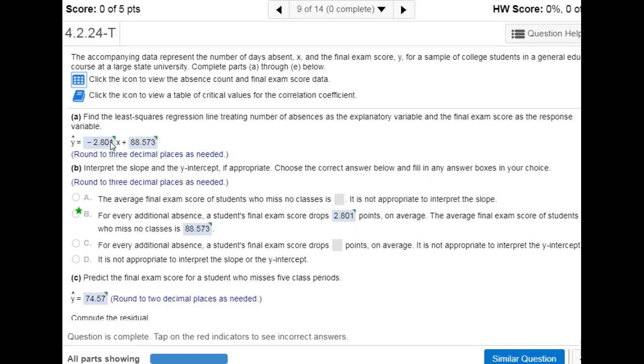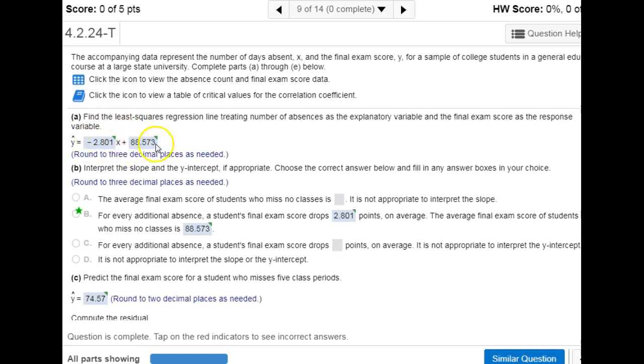And then for the y-intercept, that is what's the y value when x is equal to 0. In this interpretation, x being 0 would mean the student misses 0 classes, no classes at all. And so their final exam grade would be this on average. This is our y-intercept.